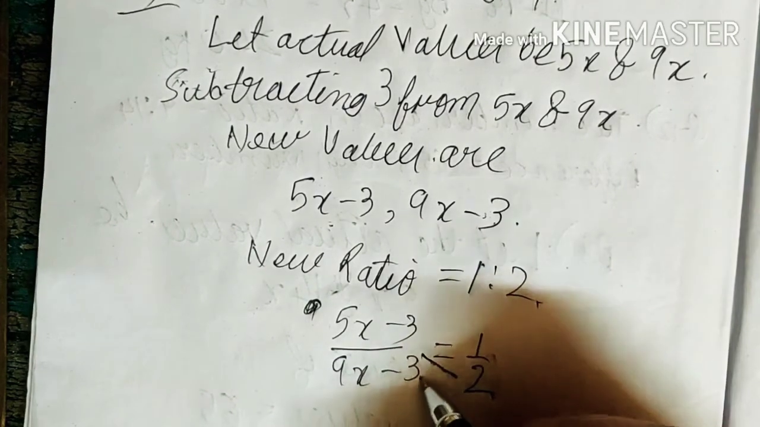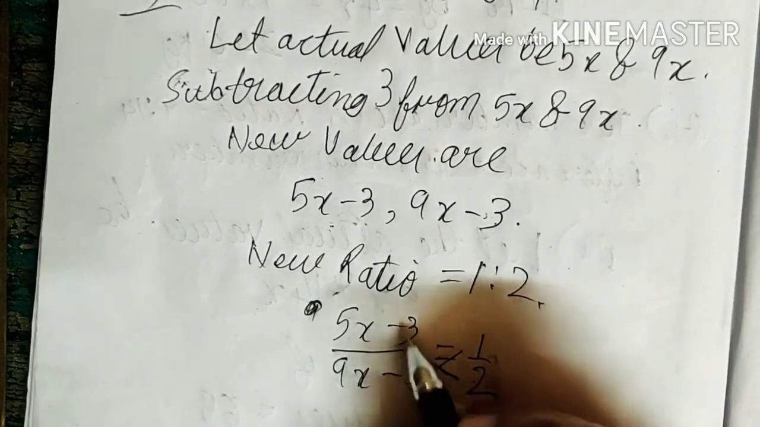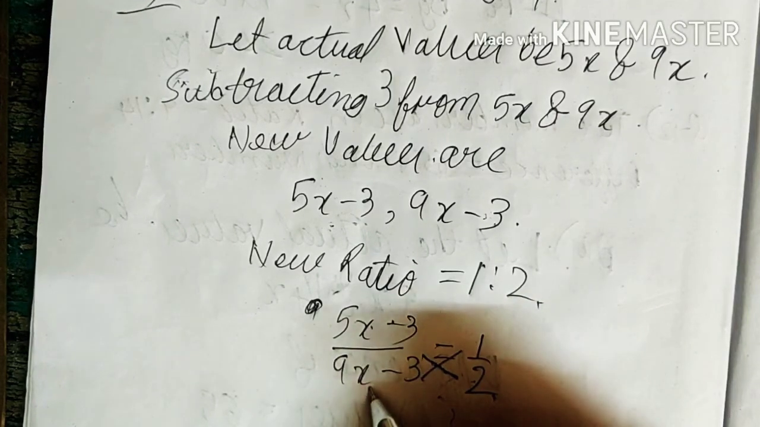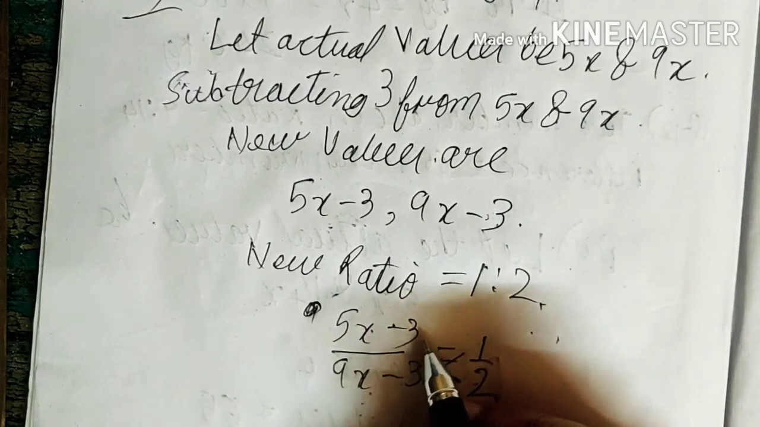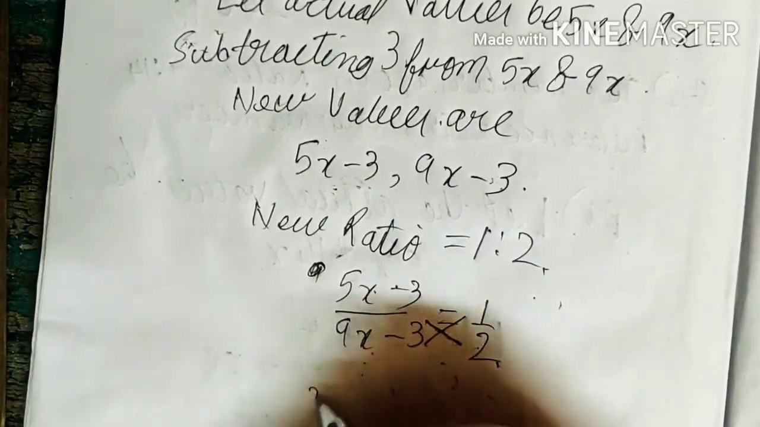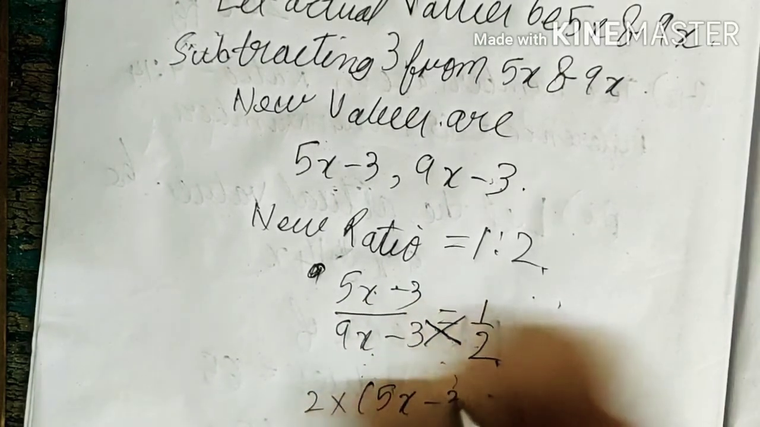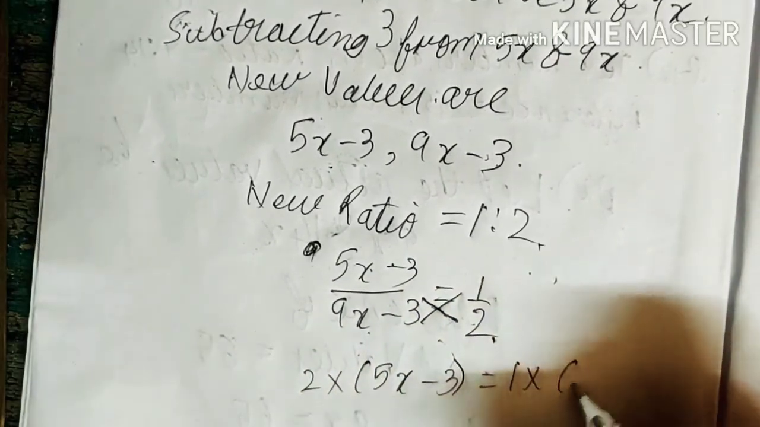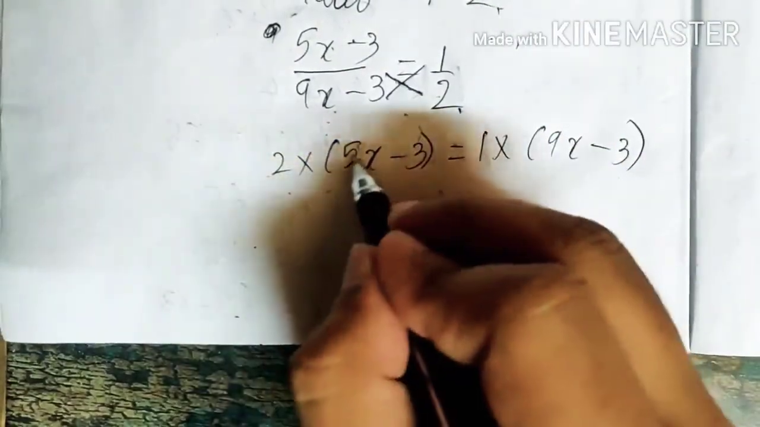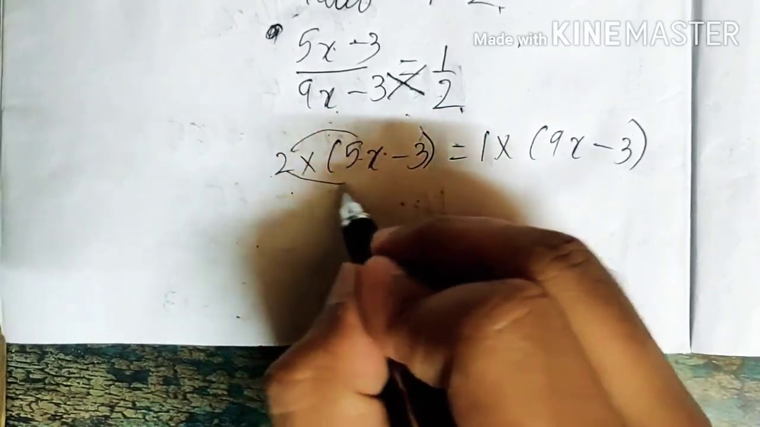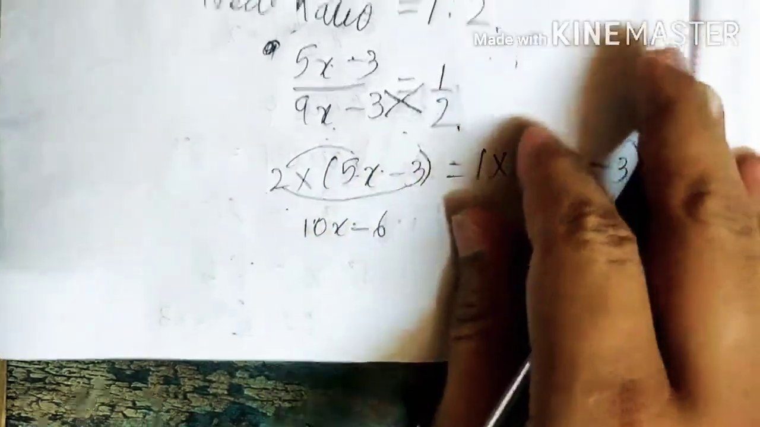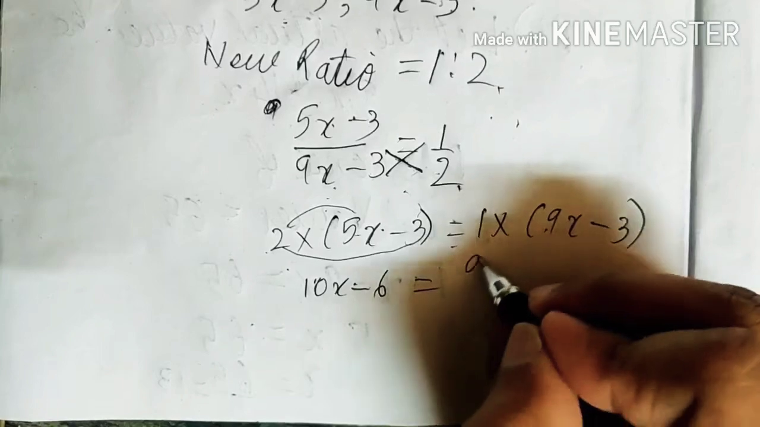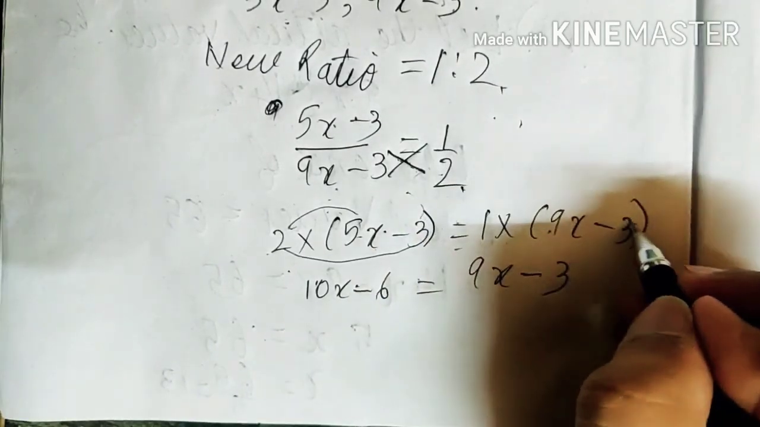What you will directly do, you will just cross multiply it. This 2 will go up here, and this 9x minus 3 will go up here. The denominators go to the opposite sides in the form of multiplication. So 2 into (5x minus 3) equals 1 into (9x minus 3). Okay, what next? This 2 will multiply with this as well as with this. So 2 into 5x gives 10x, 2 into minus 3 is minus 6. Here 1 into 9x is 9x, 1 into minus 3 is minus 3.